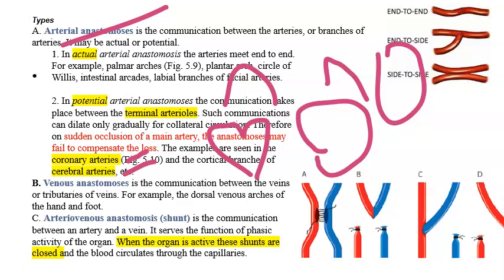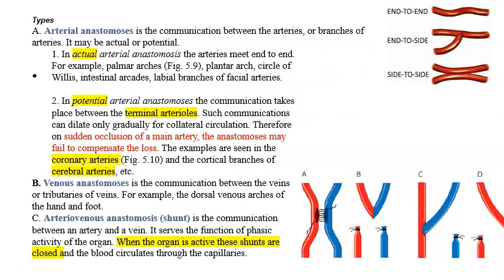Okay. Then venous anastomosis, where will you see? Venous anastomosis, that is between the veins. Again, you have to talk about the hand and foot only. Venous anastomosis in the dorsal venous arch of hand and foot. Then coming to arteriovenous anastomosis, that is also called a shunt. Where will you see shunts? You will see it, for example, in the nail bed. Okay.